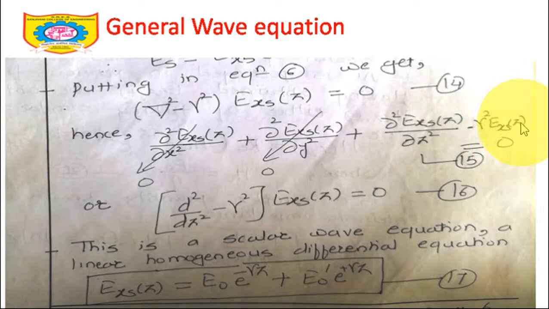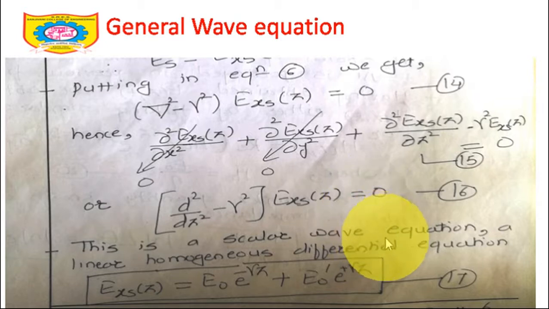The bracket z represents that Ex is a function of z, and the subscript s denotes that E bar is represented in the phasor form. We can take this Exs of z common, and we are left with d square by dz square minus gamma square. Since it is a function of z, we can represent this partial derivative by the normal derivative: d square by dz square minus gamma square into Exs of z is equal to 0. This is the expression we got, equation number 16.